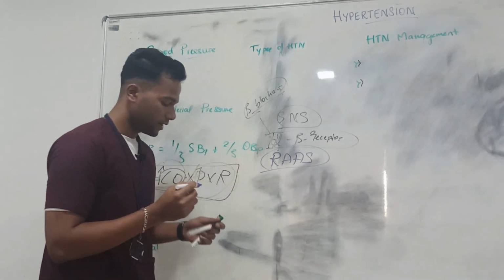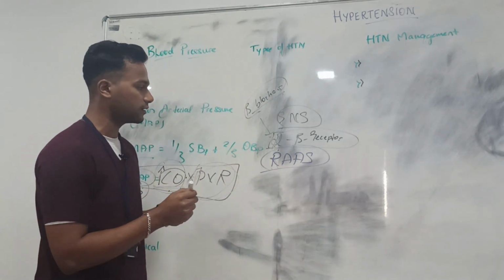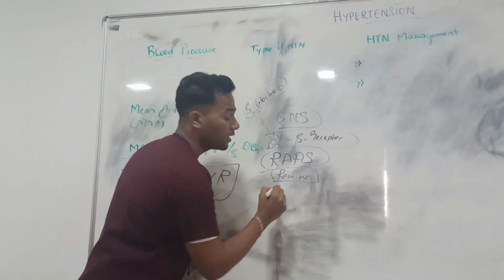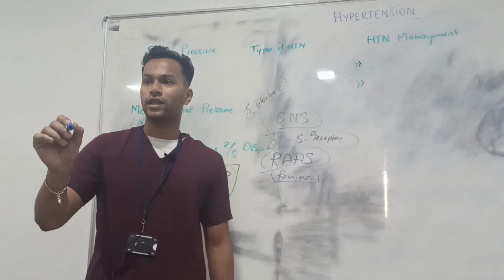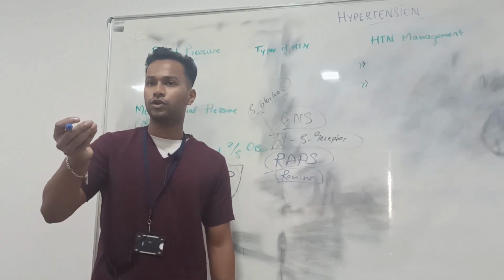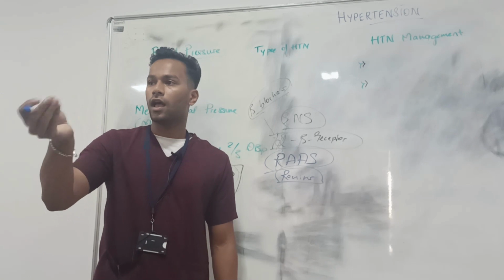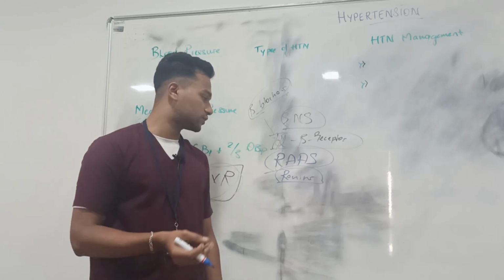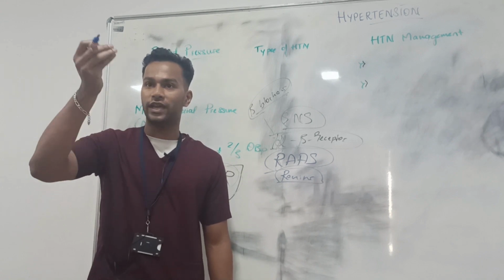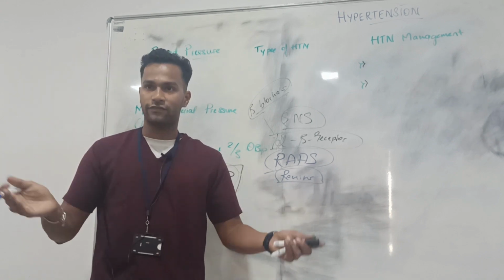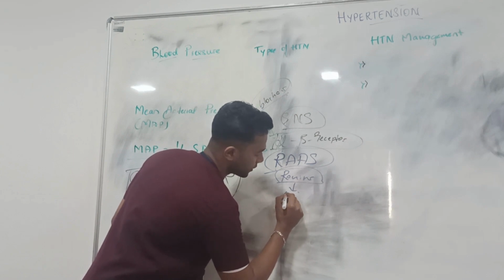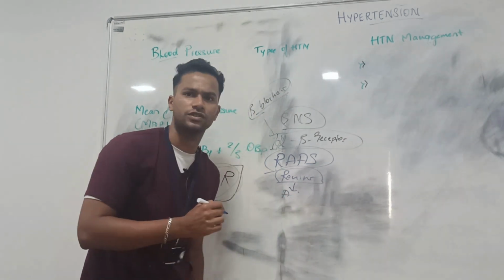Then comes the RAS, the renin-angiotensin system. When you know about this, right? Renin is released when there is a decreased renal blood flow. The kidney thinks that there is a decreased output, a low flow of blood, so it thinks that I need to release renin so that I can increase the BP and increase the blood flow. That is when renin is released. Renin will activate angiotensinogen, right?